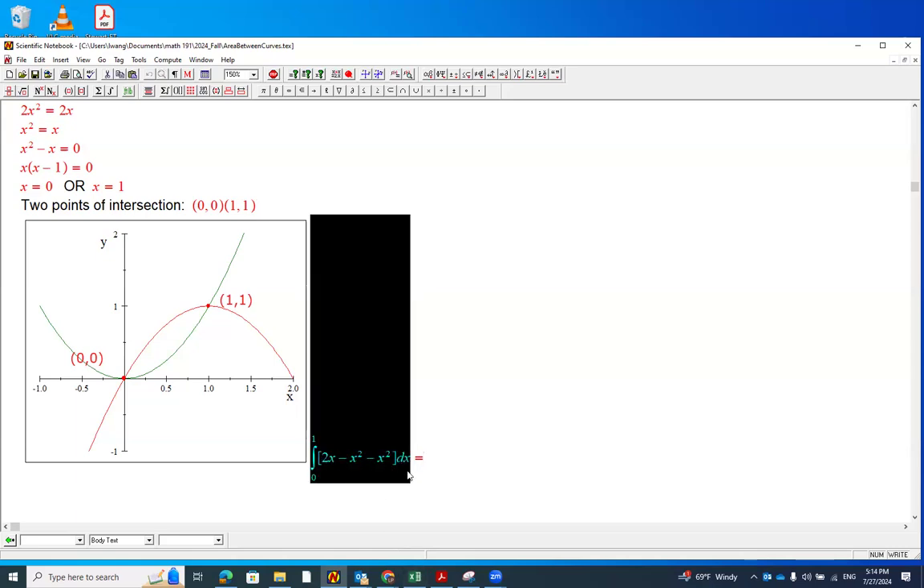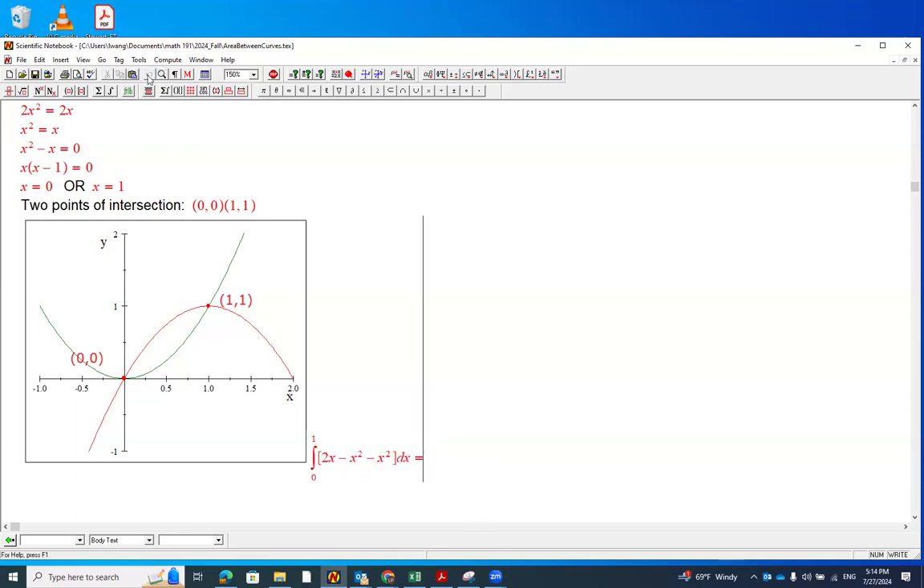To finish the integration, we're going to combine the like terms, right? So this minus x squared twice, so we have a 2. And then the antiderivative for 2x is going to be x squared, right? And the antiderivative of 2x squared is 2/3 x raised to the power 3. And evaluate it from 0 to 1.